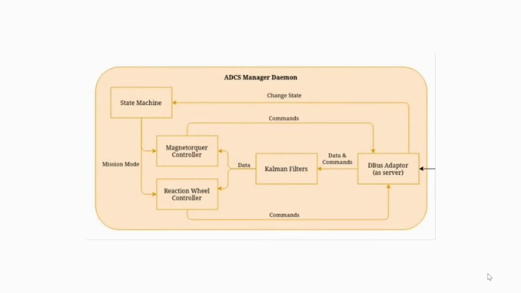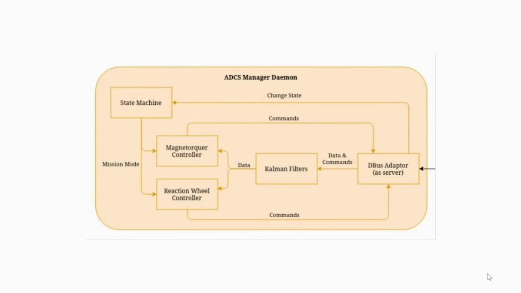The library also has a simulator that propagates these commands and outputs several vectors that describe the satellite's state afterward. Looking at the block diagram, the state machine, magnetorquer controller, reaction wheel controller, and Kalman filters all fall under the ADCS library. Essentially, this library is responsible for all the calculations that happen in ADCS.